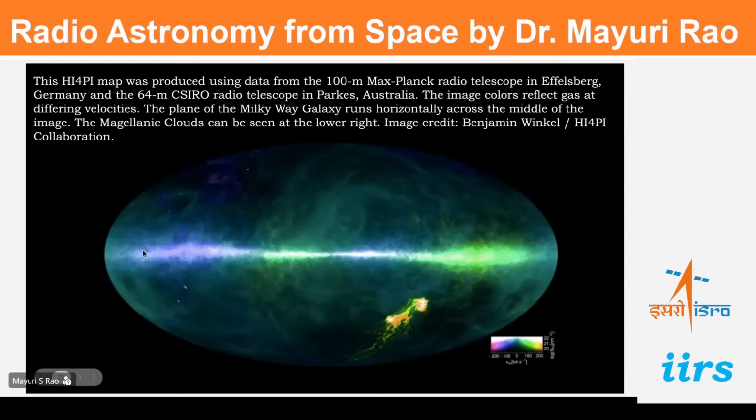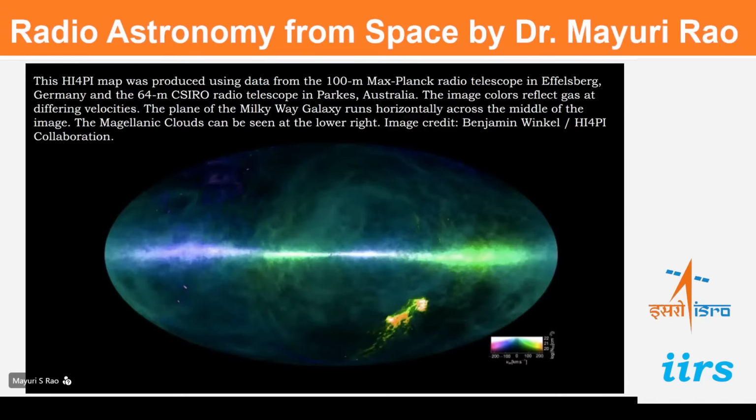All right. The central bright part, which is the flat white line, is the plane of our galaxy, and that is where all the spiral arms lie. Above and below are above and below the spiral arms. We're looking at it from the outside. At the bottom, there are two bright patches. Those are two satellite galaxies of our own Milky Way, called the Large and Small Magellanic Cloud. So we're able to map out the gas distribution of our galaxy using the hydrogen line. And this was made using two telescopes in Germany and Australia.